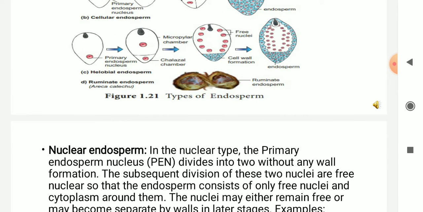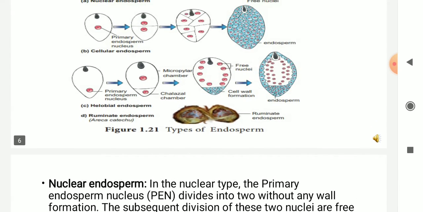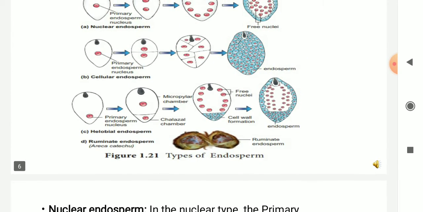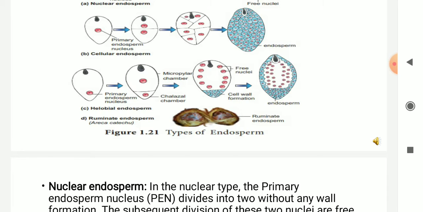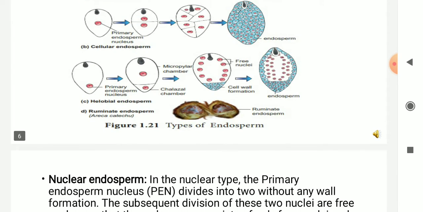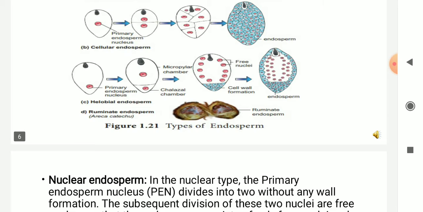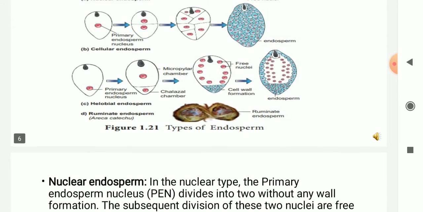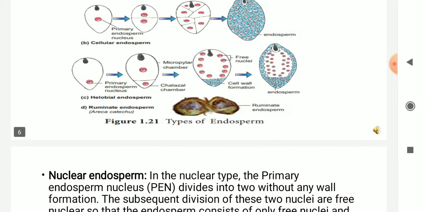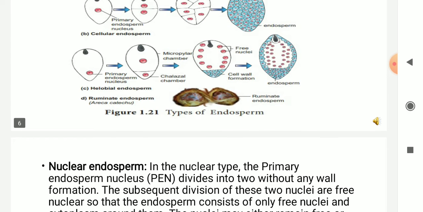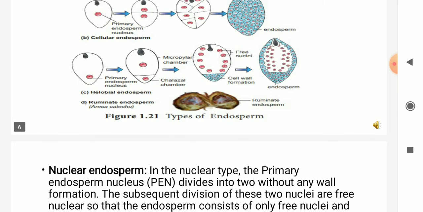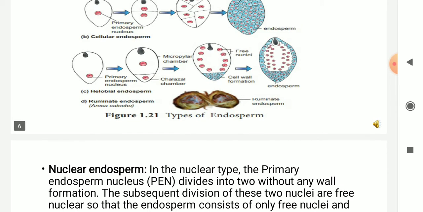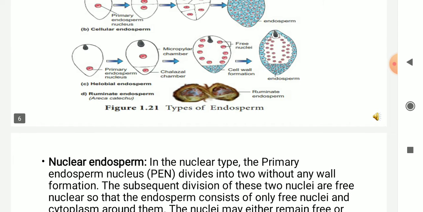Third category is helobial endosperm, which is actually in between nuclear and cellular endosperm. Here both types of development occur. First division is cytoplasmic division. The nucleus divides into two and is followed by cytoplasmic division, which results in formation of two cells. One larger toward the micropyle end, that is called the micropylar chamber, and one small toward the chalazal end, that is called the chalazal chamber.